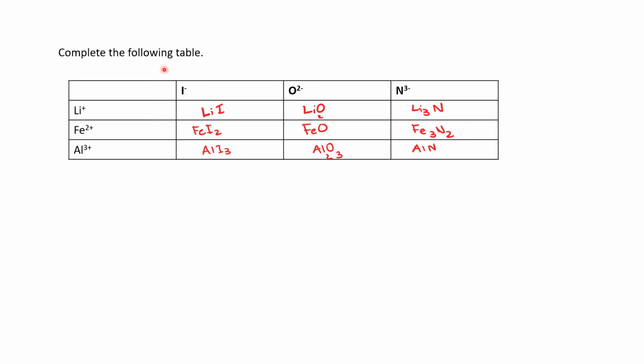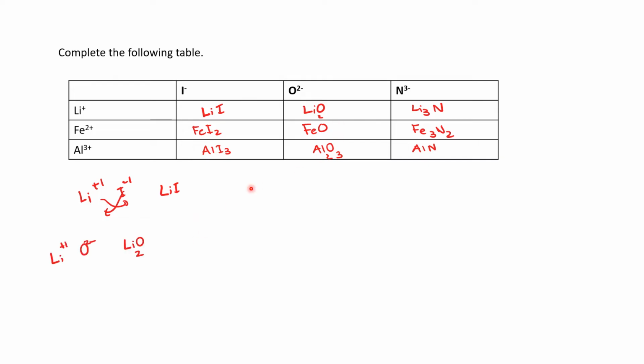Complete the following table and name the compounds. You can see the answers, and let's see how we got these answers. So lithium has +1 and iodide has -1. If we do the crossover method, the compound we are going to make is lithium iodide.